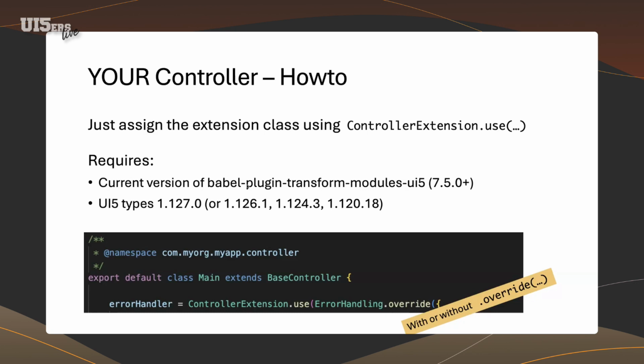And this is available when you have the current version of the Babel plugin transform modules UI5, or also the current version of the UI5 tooling transpile. Just make an npm upgrade and use the latest version of this plugin, and use the UI5 types. Otherwise, you don't have the controller extension.use method in version 1.127, or some later patches down to 1.120, because it's an important API. We downported this type, but only to, for example, patch 18 of 1.120.